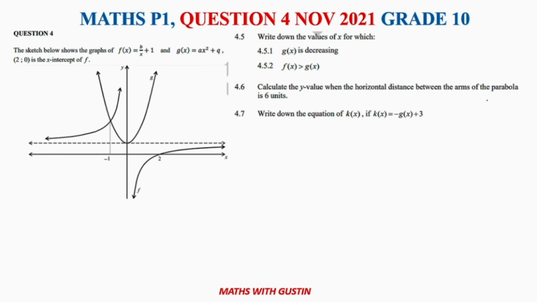4.5 says: write down the values of x for which g is decreasing. The values of x for which g is decreasing simply means the values of x for which g has a negative gradient. If it's like this, is this a positive or negative gradient, guys? If it's like this, therefore it has a negative gradient. This line has a negative gradient.